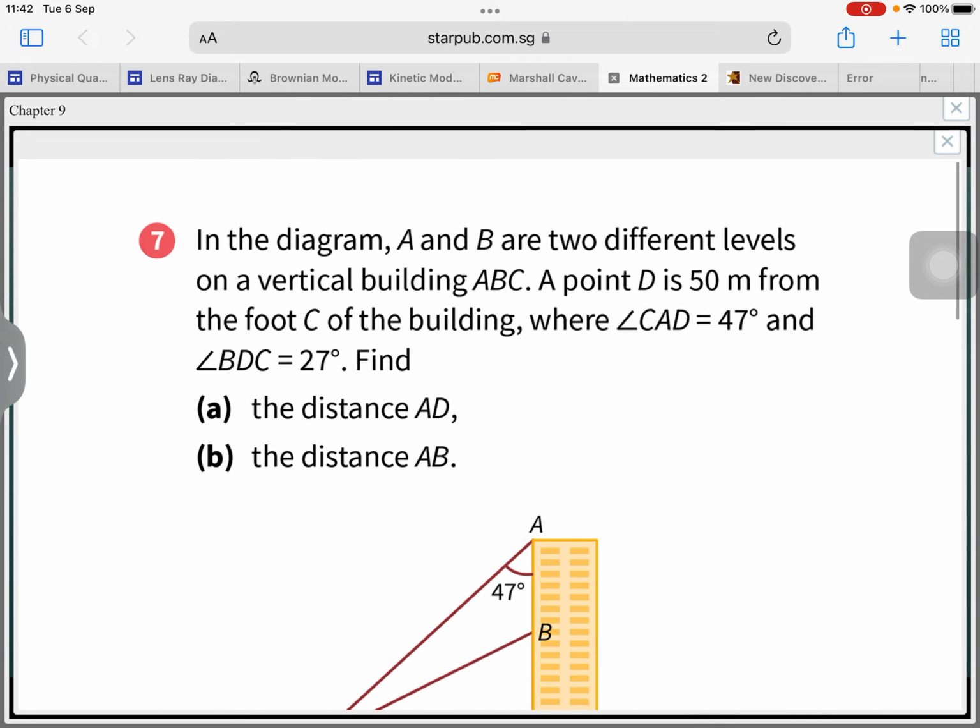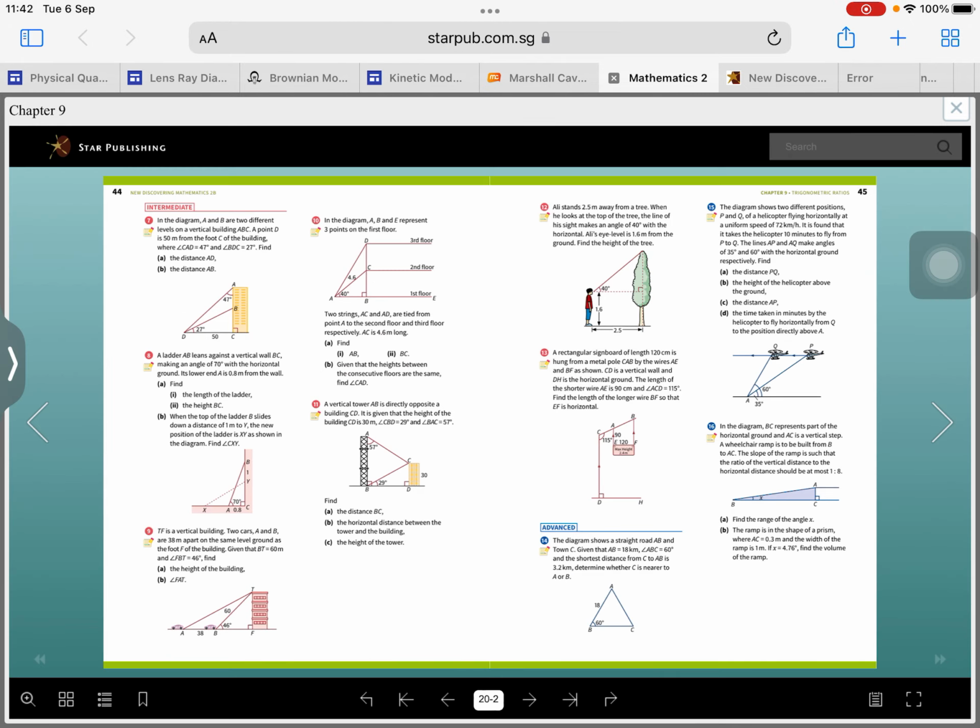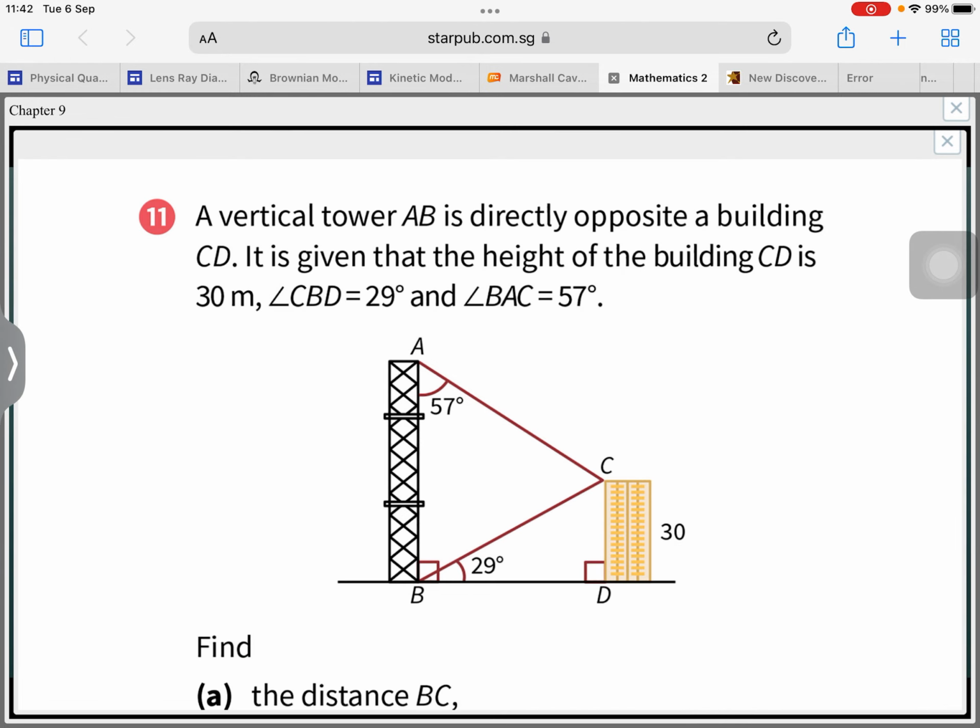Okay, so that is question 7. Next we move on to the last two questions, question 11 and question 13. So question 11 over here, I have a tower AB directly opposite the building CD.